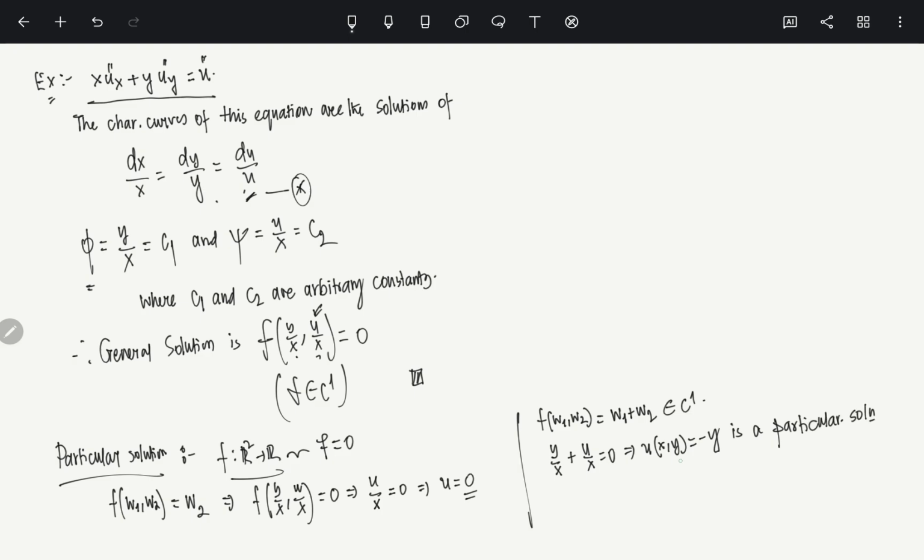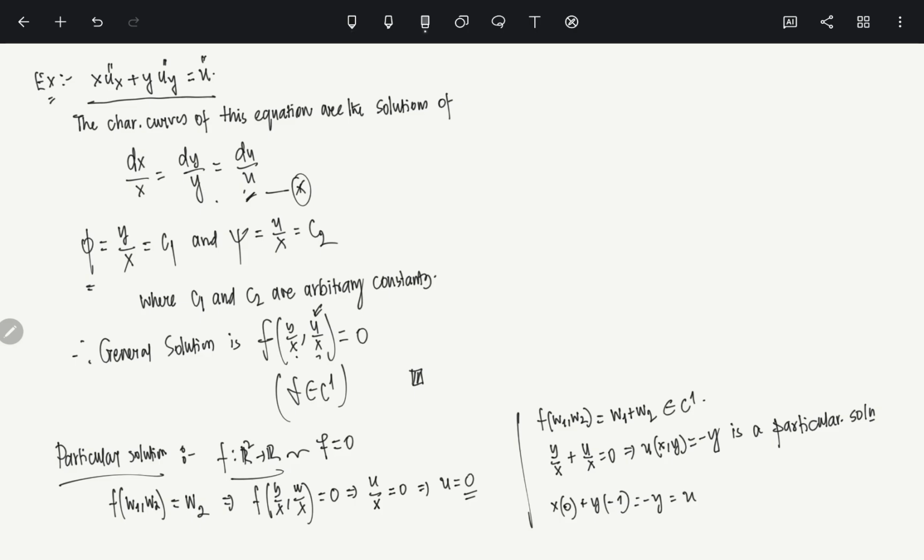Let us see. If u equals minus y is a particular solution, let us look at the equation. See, x times u of x. What is u of x? If u is minus y, u of x is 0. Plus y times u with respect to y. What is u with respect to y? It is minus 1. So this is basically minus 1 times y, which is u. So you see, that solves the problem.